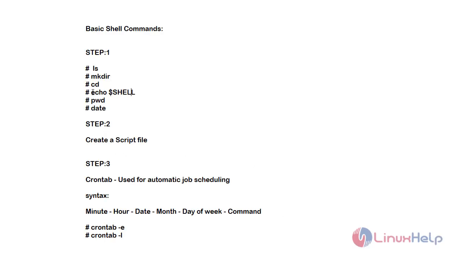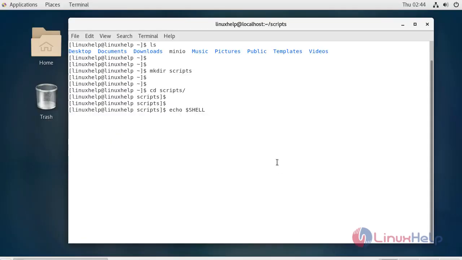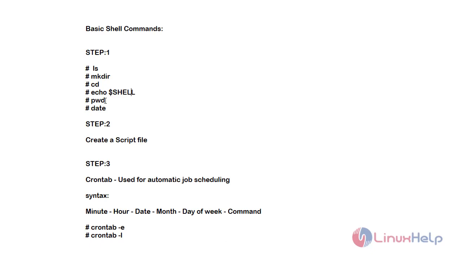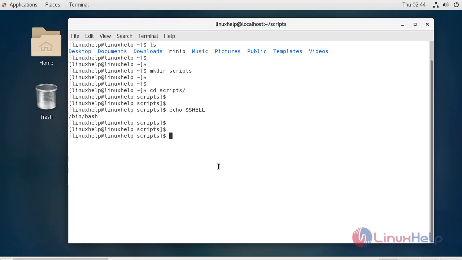Next, I am going to show what shell scripting we are using here. For that, type this command in the terminal. Here, we are using bash script. Next, I am going to show the present working directory. Type the command pwd. This is the present working directory.